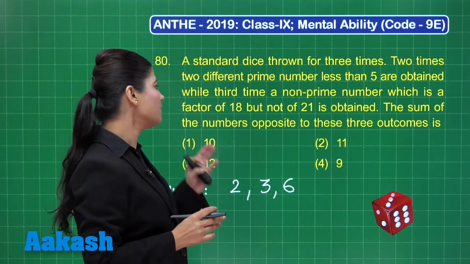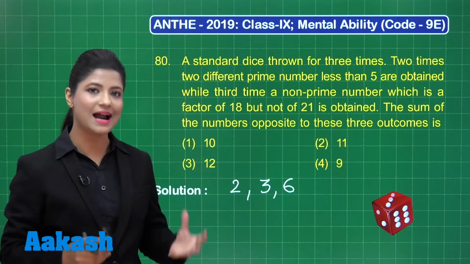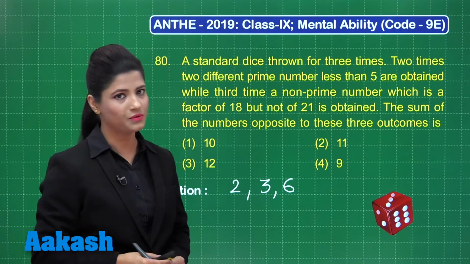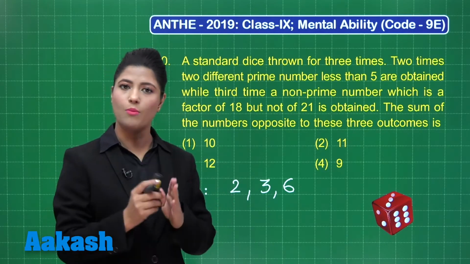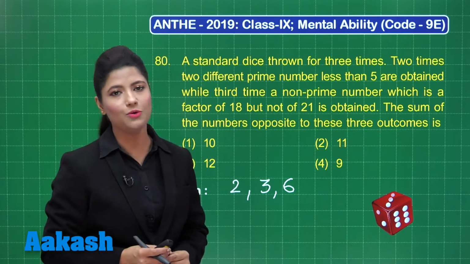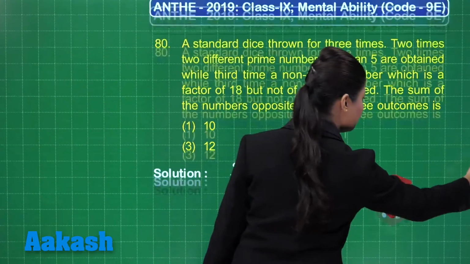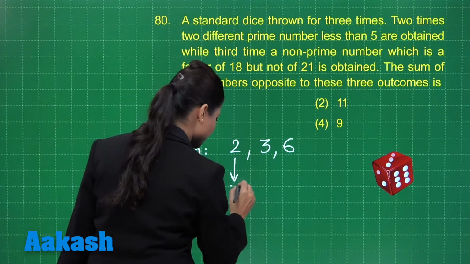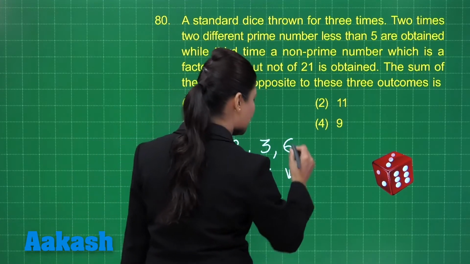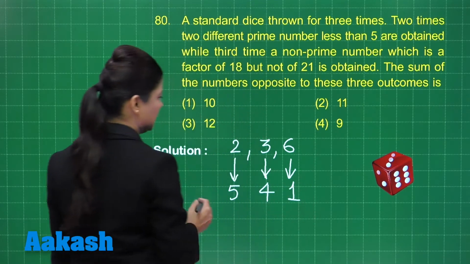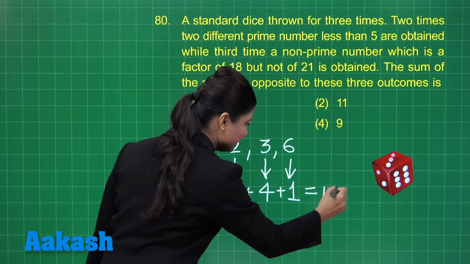Next, it states the sum of the numbers opposite to these 3 outcomes. In the case of a standard die, the sum of the opposite faces is always 7. Opposite to 1 you have 6, opposite to 3 you have 4, and opposite to 2 you have 5. So here the number opposite to 2 will be 5, opposite to 3 will be 4, and opposite to 6 will be 1. We need the sum of these 3 numbers, and that is clearly equal to 10.